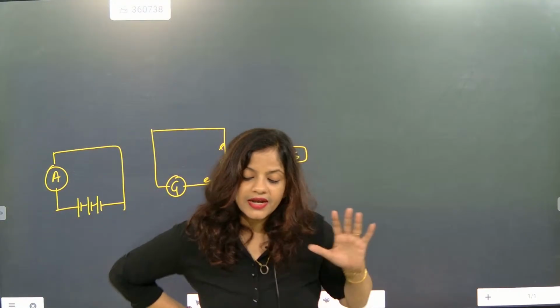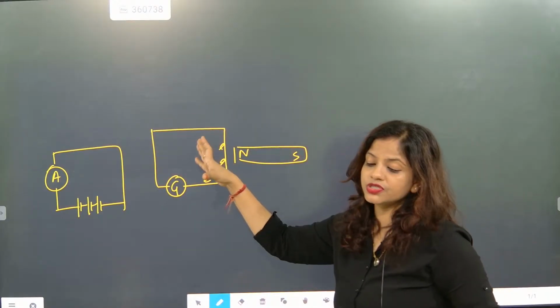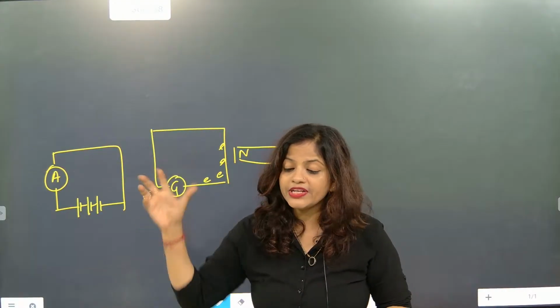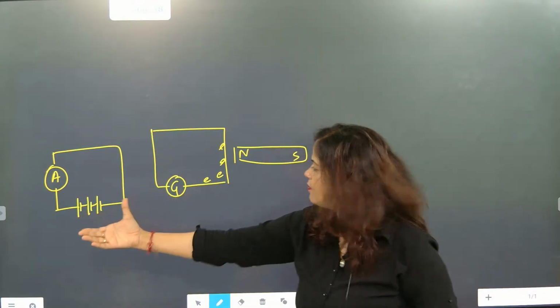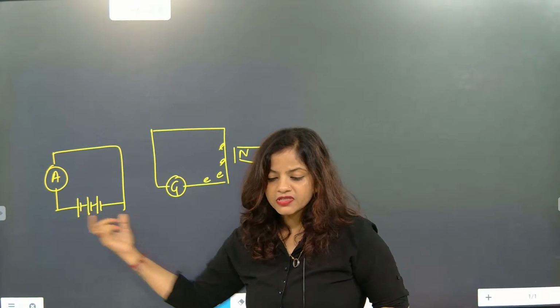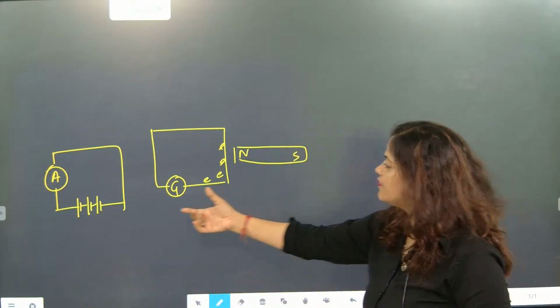In that case, the current is exactly induced here. It is not induced because of any battery. There is no potential difference generated in the cell. Here, potential difference is generated between the positive terminal and the negative terminal. But here potential difference is not generated.